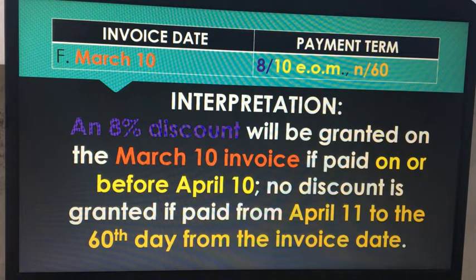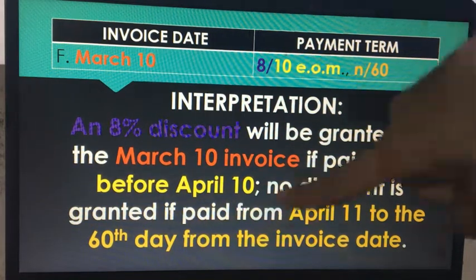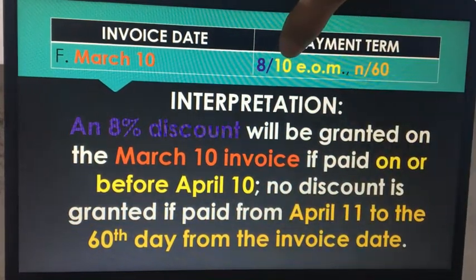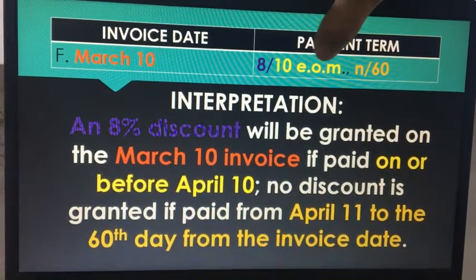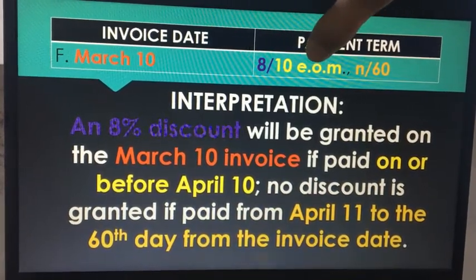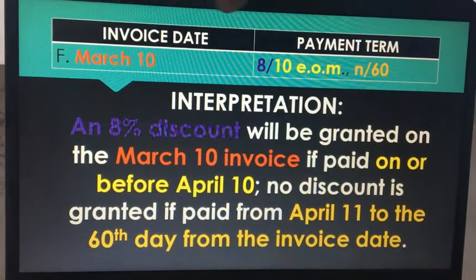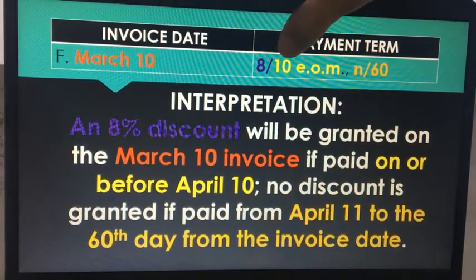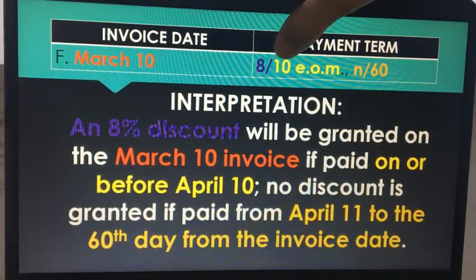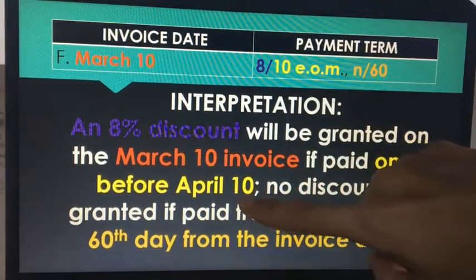The interpretation is that an 8% discount will be granted on the March 12 invoice if paid on or before April 10. Why April 10? Again, you refer to the denominator. That is EOM, meaning it refers to next month. So what is the next month after March? That is April. So 10 days after, the first 10 days of April, until April 10.